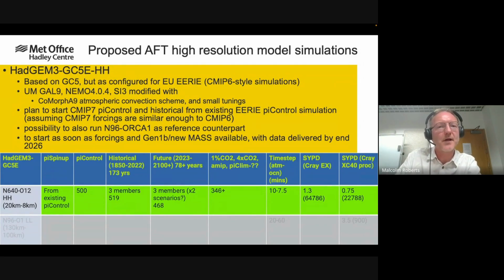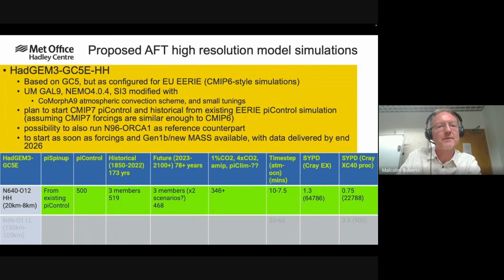So to have a reference point at least might be useful. And then I'd say that we will need to run on the Gen 1B supercomputer here at the Met Office because we're going to run 4 of these in parallel. In terms of the simulations, perhaps I should have said, the resolution here is about 20 kilometers in the atmosphere and 8 kilometers in the ocean. So it's N640 ORCA12 resolution.